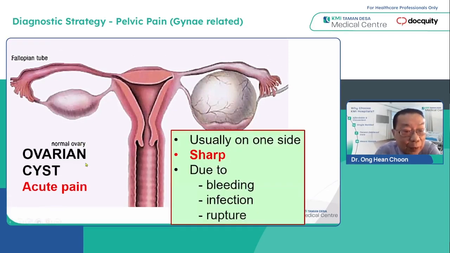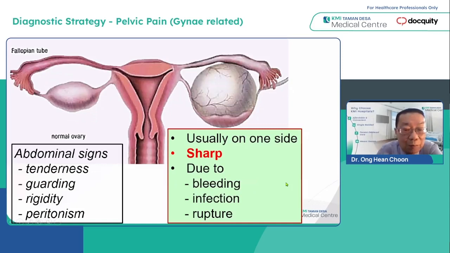Now, sometimes you can get acute pain in the ovarian cyst. When that happens, usually it's on one side and the pain is sharp. And usually this is due to either bleeding inside the cyst, maybe an infection, which is not so common. And the worst that can happen is there may be a rupture.